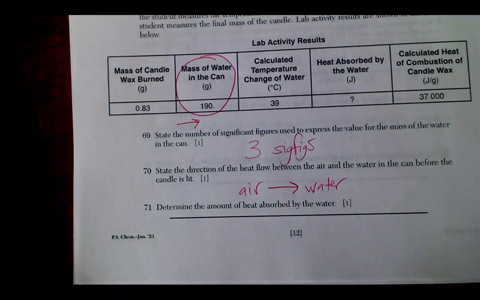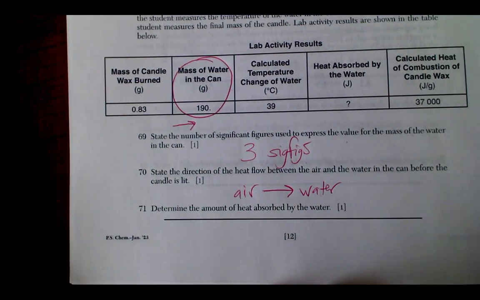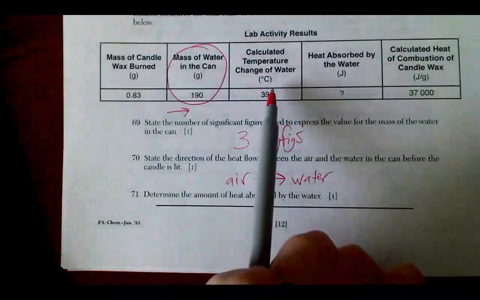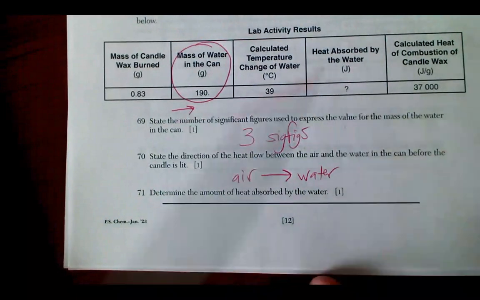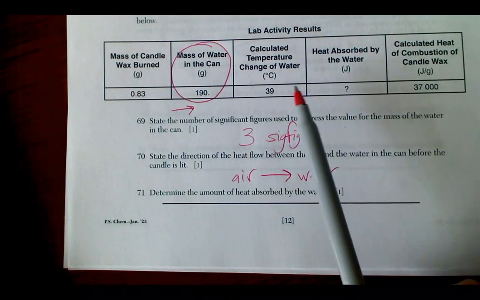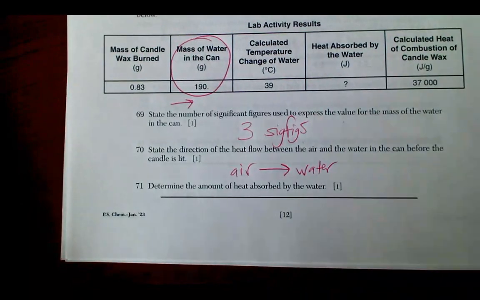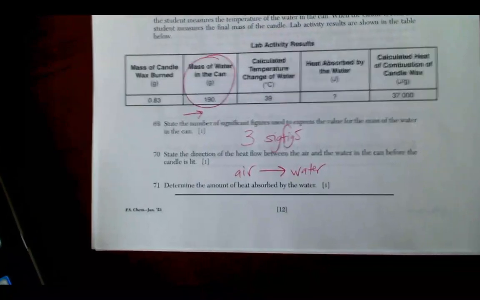Last question on the page, 71 says determine the amount of heat absorbed by the water. All right, we know we gave the water some amount of heat, and that was able to heat it up by 39 degrees. That's all we know happened here. So we can use an equation to figure this out, and it's based on you heated the water up. We don't have any kind of equation for combustion. We just want to see how hot do we get that water and how do we do this.